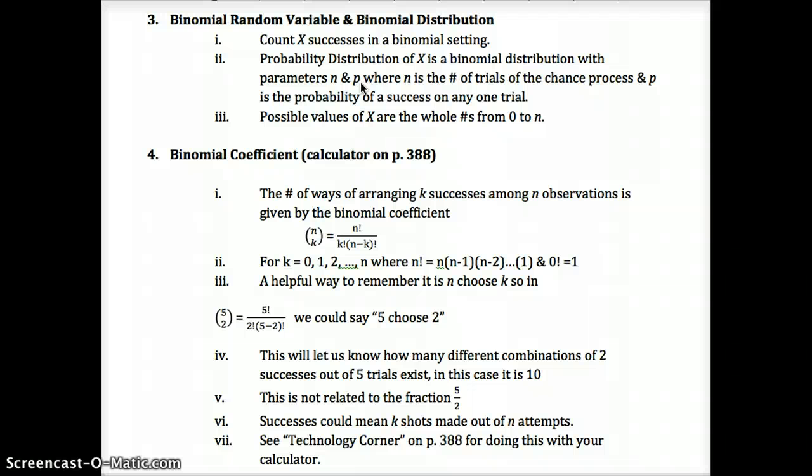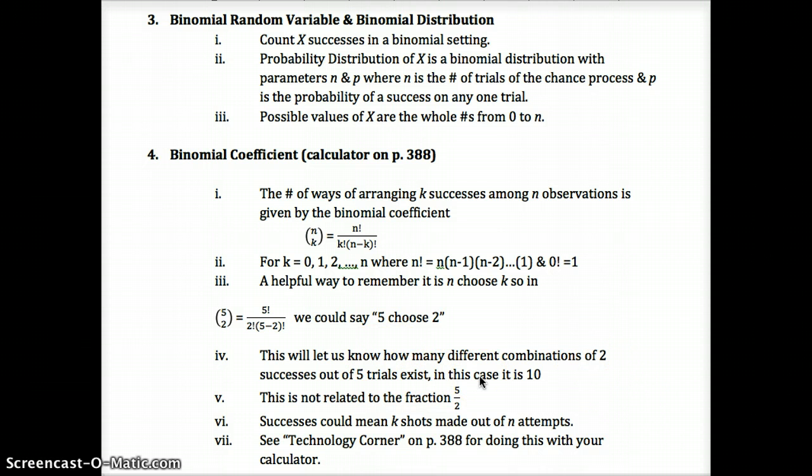So if we want to say the number of ways, like for example, getting 3 heads on 6 flips, there's a variety of ways we can do that. We could get heads on the first 3, or the first 2 and the 4th, the first 2 and the 5th, the first 2 and the 6th, and a variety of others. So this coefficient shows us how to arrange a certain number of successes, k, out of a certain number of trials. So 5 choose 2 says how many ways can we have combinations of 2 successes out of 5 trials.